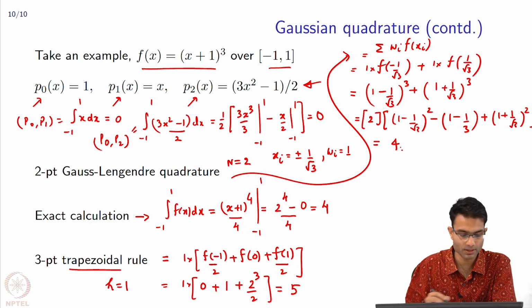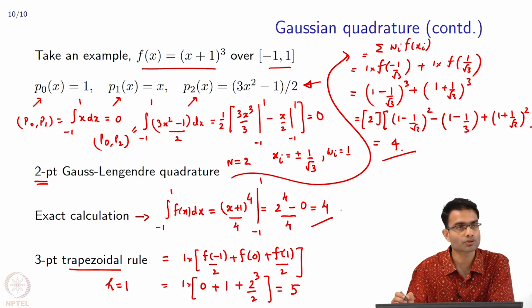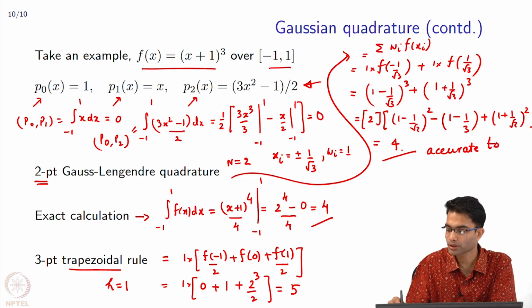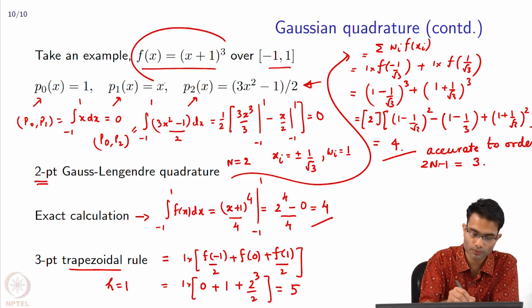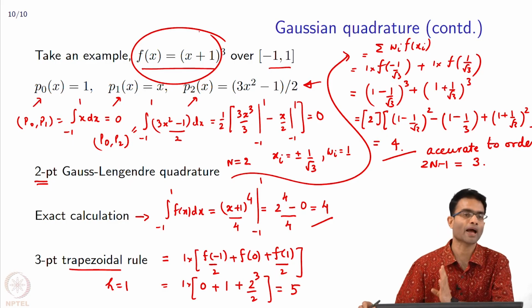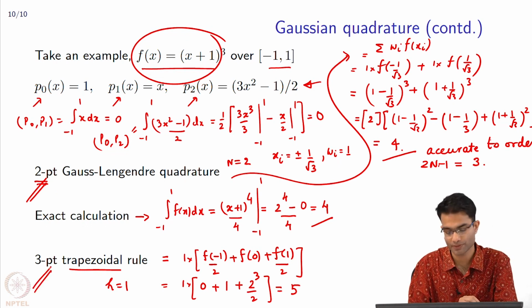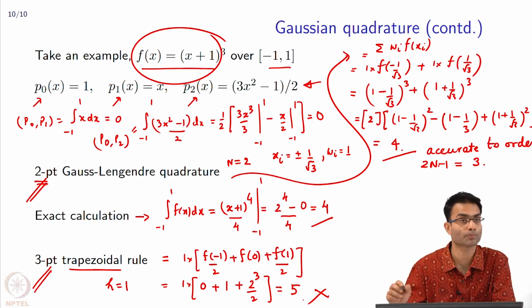Just observe that by using only a 2-point Gauss quadrature rule, I was able to get the exact answer 4. This should not surprise us, because we know that a 2-point Gauss quadrature rule is accurate to order 2n minus 1, and in this case n is 2, so this is accurate to order 3. My given function is a cubic polynomial, so it is no surprise I got the correct answer, because all the conditions are satisfied. This shows that you can get the same answer with only 2 function evaluations, whereas if you used a slightly inaccurate quadrature rule, even a 3-point evaluation gives you the wrong answer. Hopefully this drives home the importance of using a proper quadrature rule.